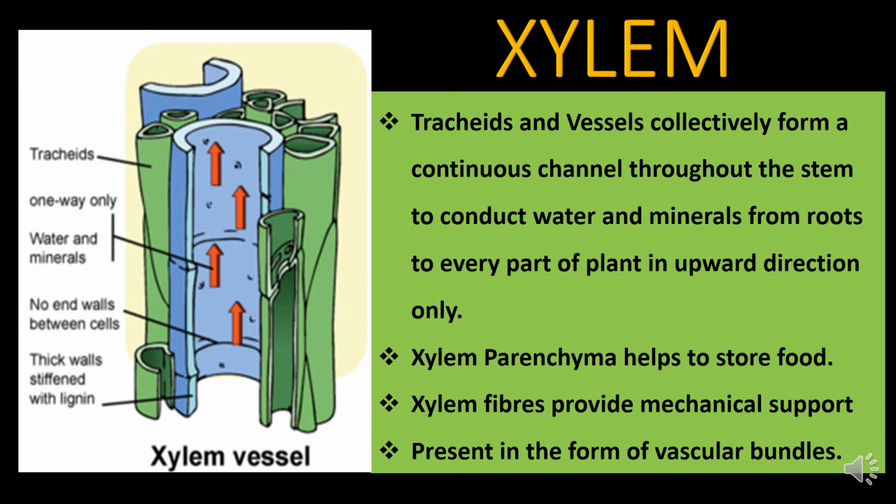throughout the stem and the branches of the plant, where it helps to conduct water and minerals from roots to every part of the plant in an upward direction only. And remember this: the transportation of water takes place only in one direction. This is a kind of unidirectional movement, which takes place only in the upward direction. And the transportation of water doesn't require any energy, so this is a kind of passive transport.